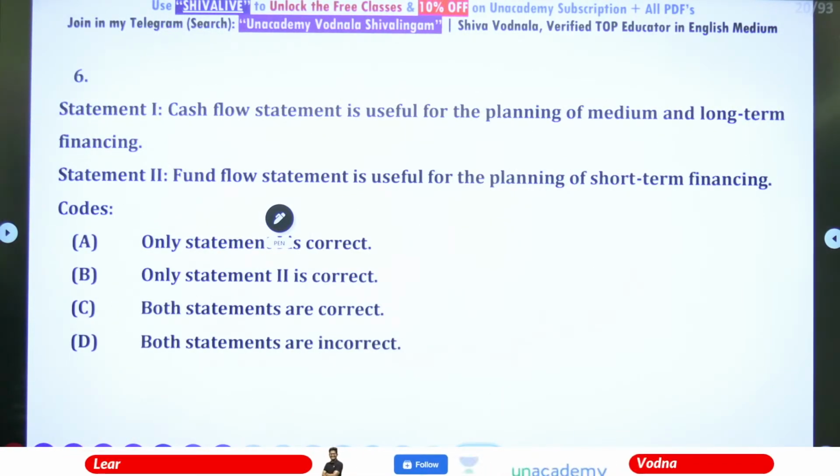Cash flow statement is useful for planning of the medium and long term financing. Fund flow statement is useful in planning short term financing.